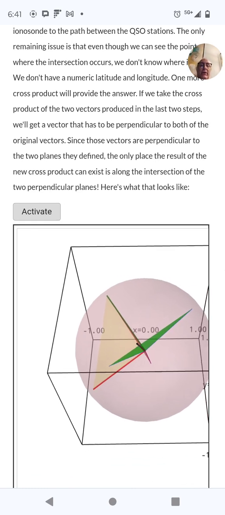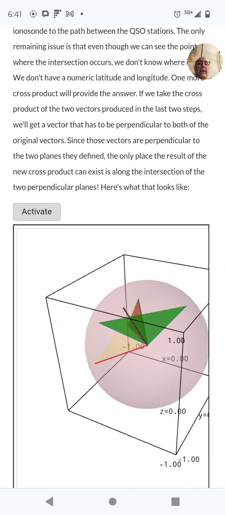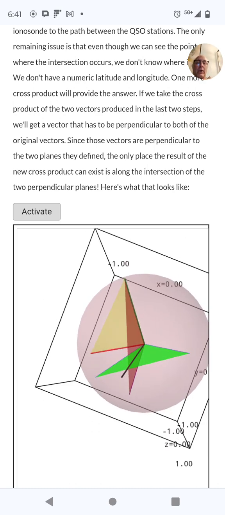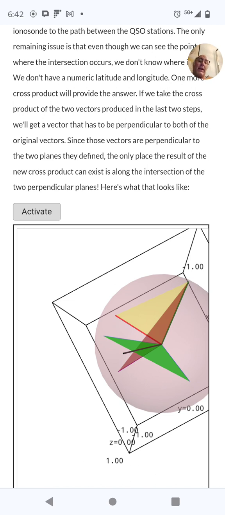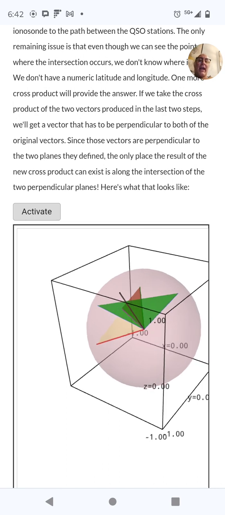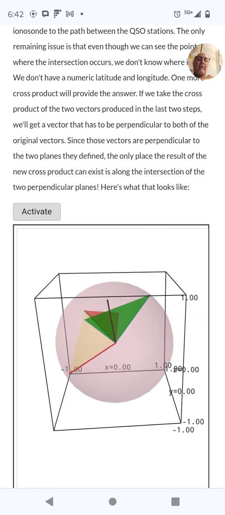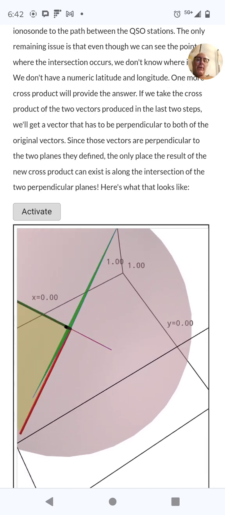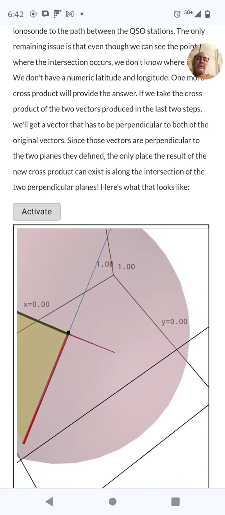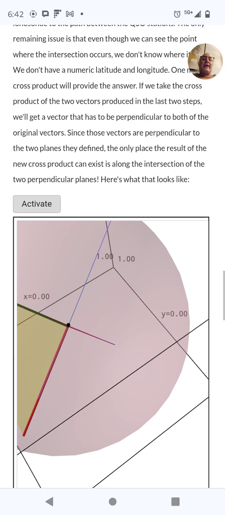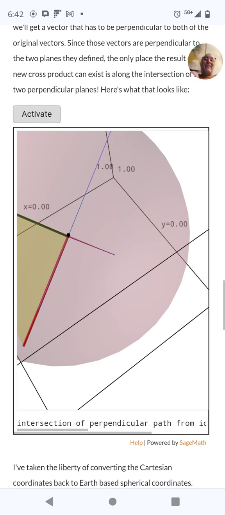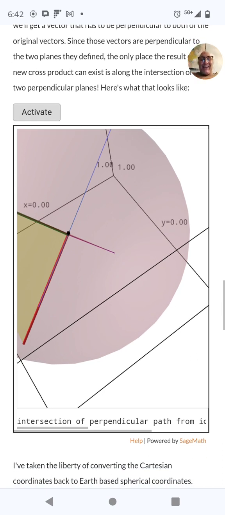Then we take one last cross product between the pink vector that we got out of the second cross product and the green vector out of the first one. The only place that resulting vector can live and be perpendicular to everything it needs to be perpendicular to is that it has to run along the intersection of the two planes. And that gives us the position where the two planes intersect, cast that back to latitude and longitude, and we are off and running.